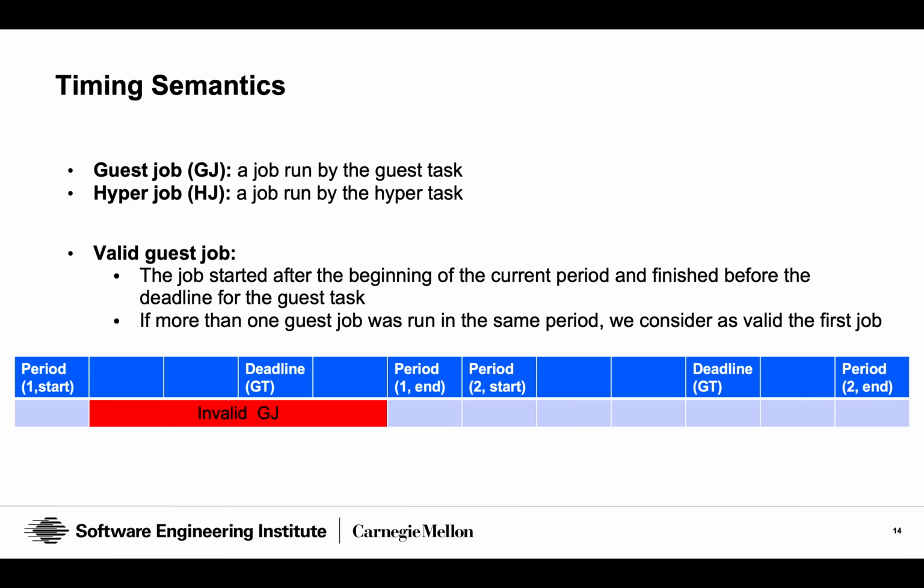An example of an invalid job would be one that would start after the period, but will end after the deadline. Another example of an invalid job would be, for instance, one that would start after the period, but will actually end in the next period.